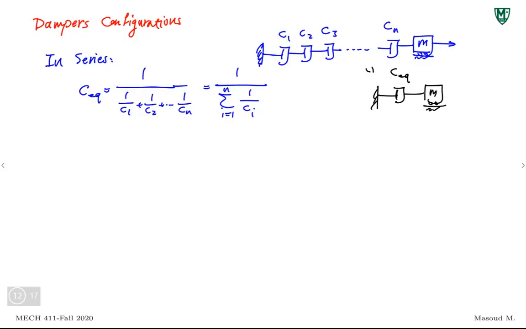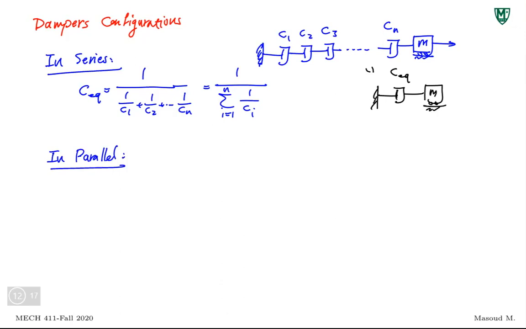Now they can be in parallel. We said when the dampers are in parallel, it's similar to springs. How do we identify dampers in series and in parallel? We said when springs are in parallel, they have the same displacement. In this case, the dampers have the same velocity.